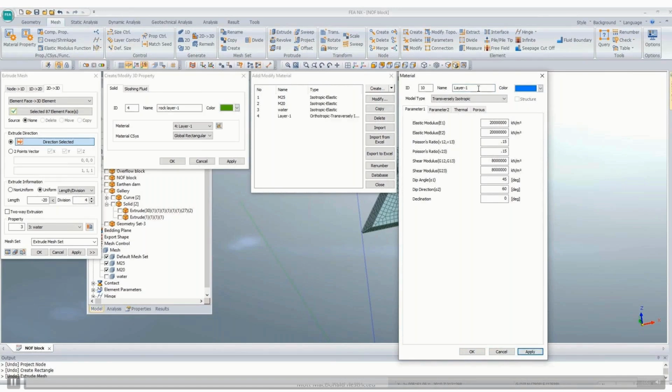I'll have say 3-4 layers here, layer 2. Another thing, one more thing: density I have not defined. I have to define the density also for this.